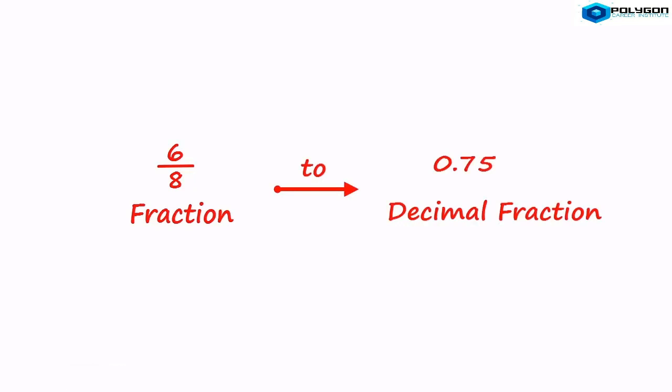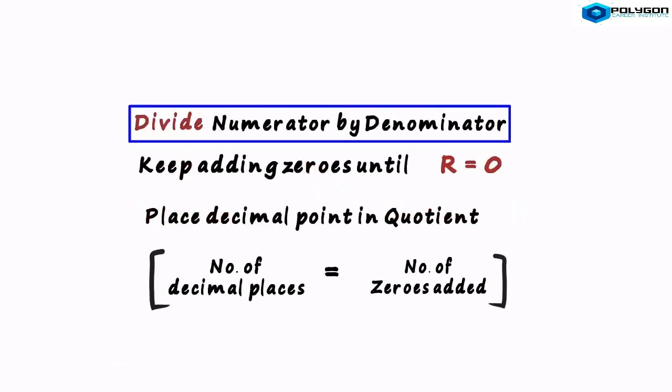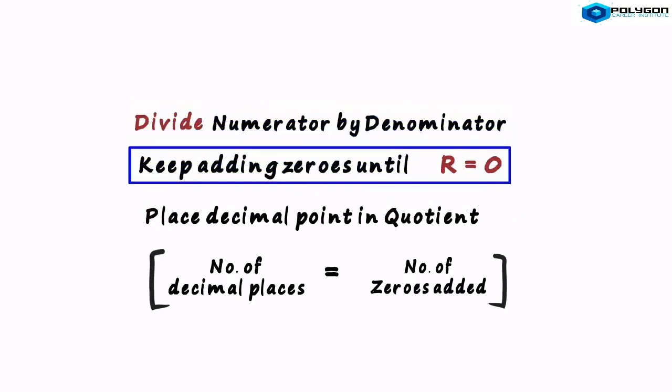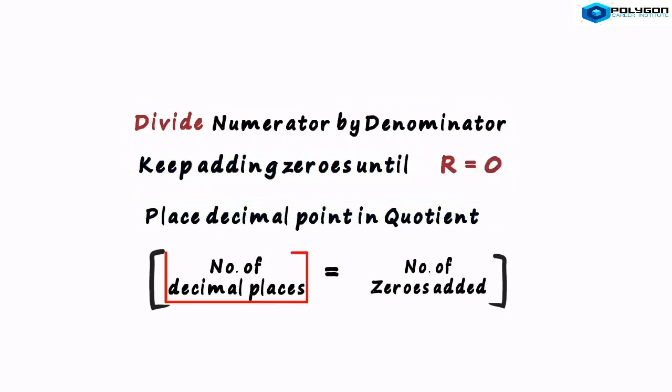To convert a fraction to a decimal fraction, we followed these steps. We divide the numerator by the denominator. We keep adding zeros to the dividend until we get a 0 as the remainder. And then we place the decimal point in the quotient. The number of decimal places will equal the number of zeros added.